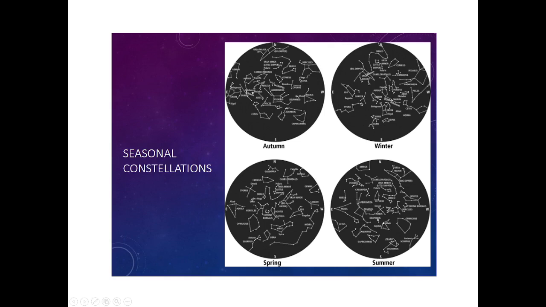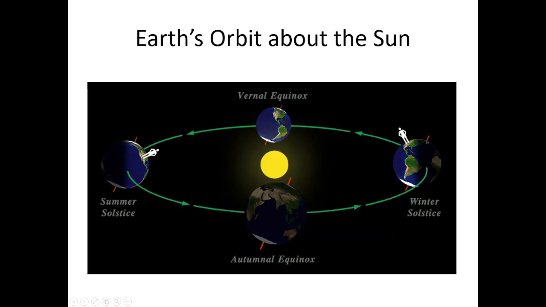So let's get into our seasonal constellations. But first, we want to know why we see certain stars at certain times of year. This is an overly generalized model of the Earth orbiting the sun, not to scale at all. But you can see two examples here with a human standing roughly at 40 degrees north.